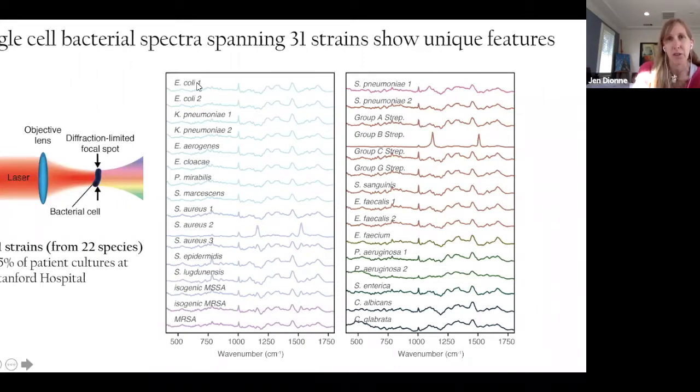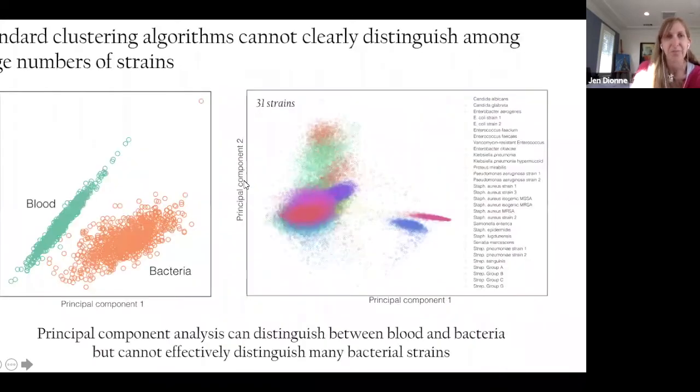For example, if you look at these particular strains of pneumonia or staph, all of these spectra, for example in the light blue and purple, look pretty similar. So by eye, you can't distinguish them. And using conventional algorithms like principal component analysis, it's also very hard to distinguish the bacteria. But I will mention it's important that we can easily distinguish bacteria from blood. That's very easy to do. With this vision of a wide field Raman scanner, we can easily say, ignore all of these pixels because they're just blood.